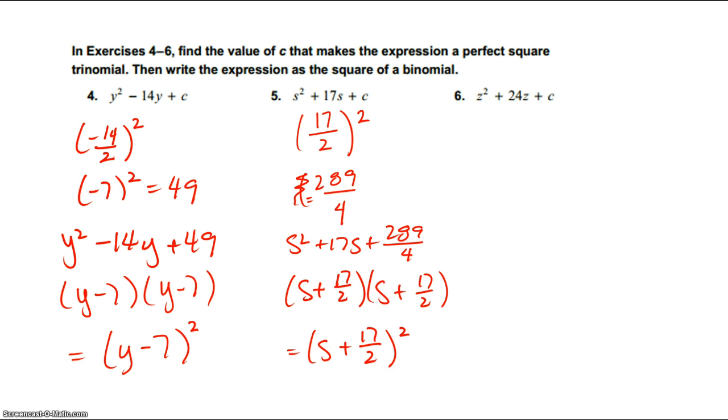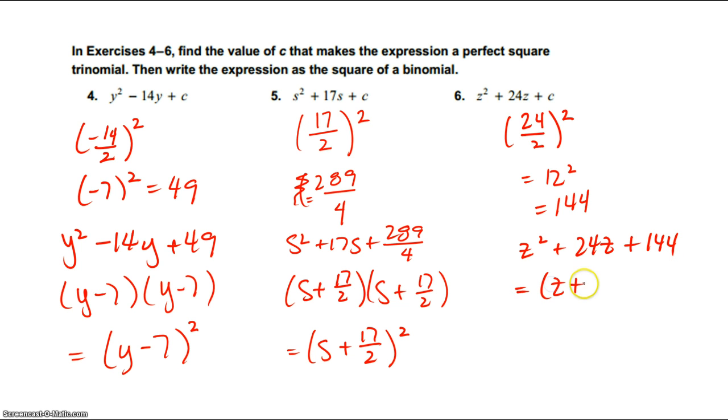Let's do it one more time. For 6, I take my middle term, 24, divide it by 2, and square it. 24 divided by 2 is 12. Squared gives me 144. So my new trinomial would be z squared plus 24z plus 144, which would factor to (z plus 12) and (z plus 12), which can be written as (z plus 12) squared.